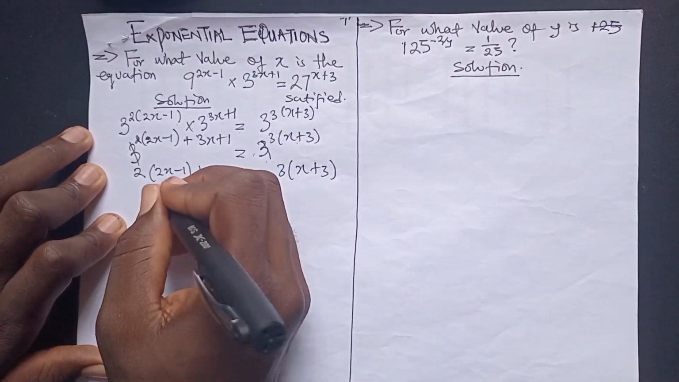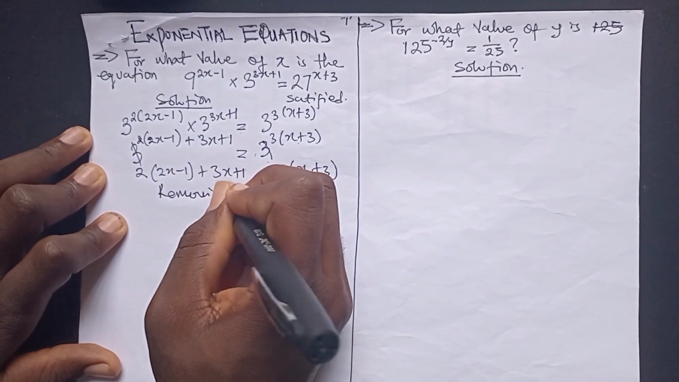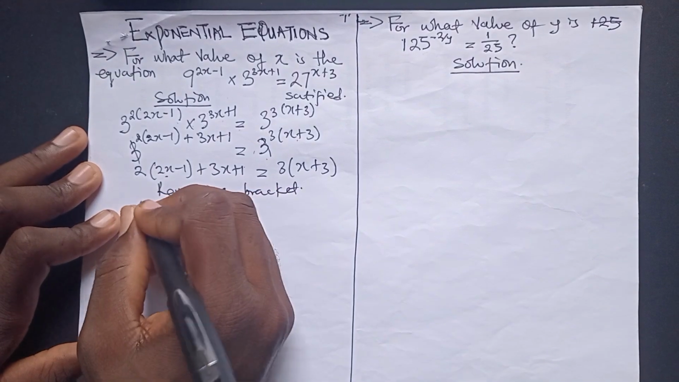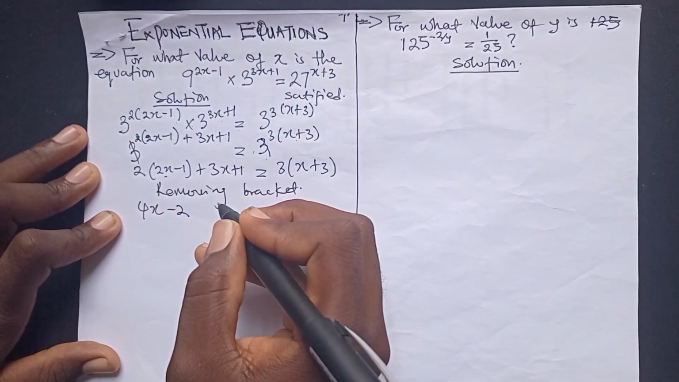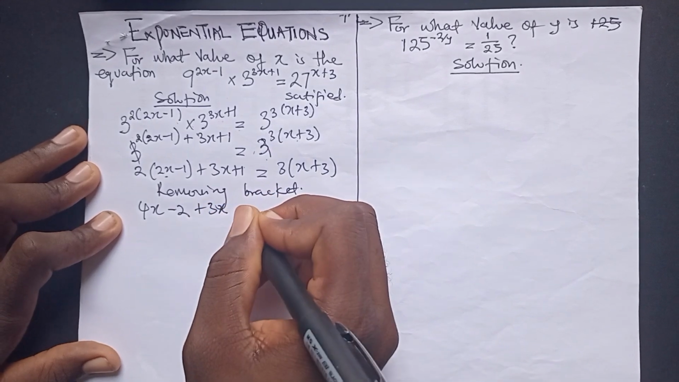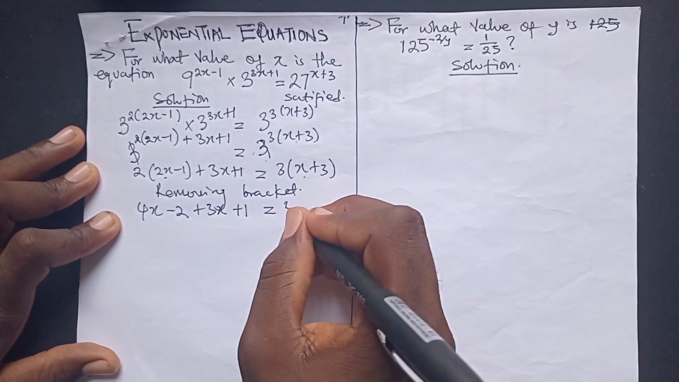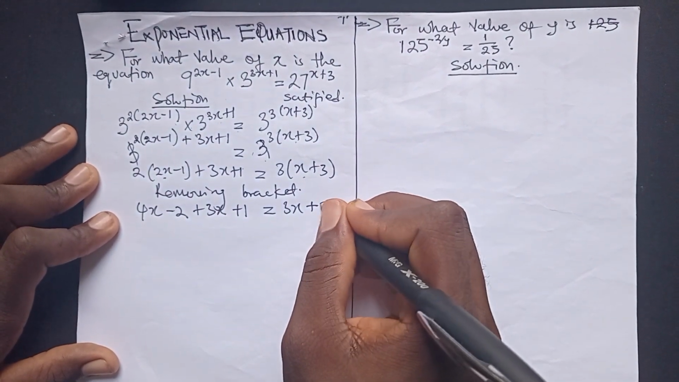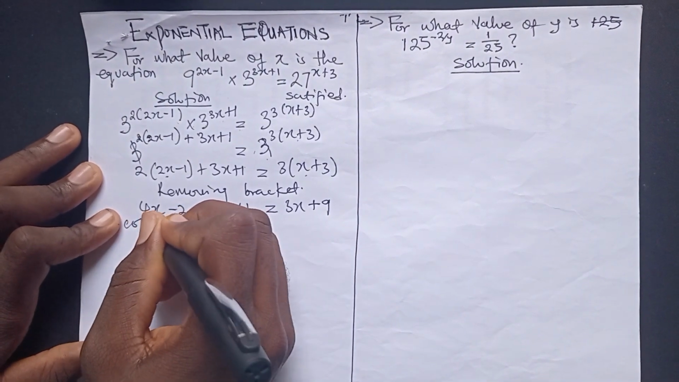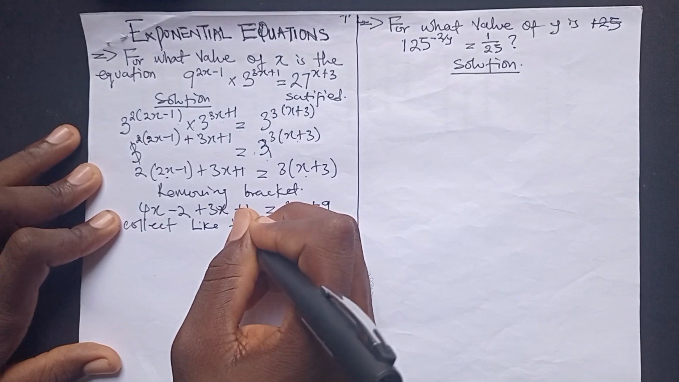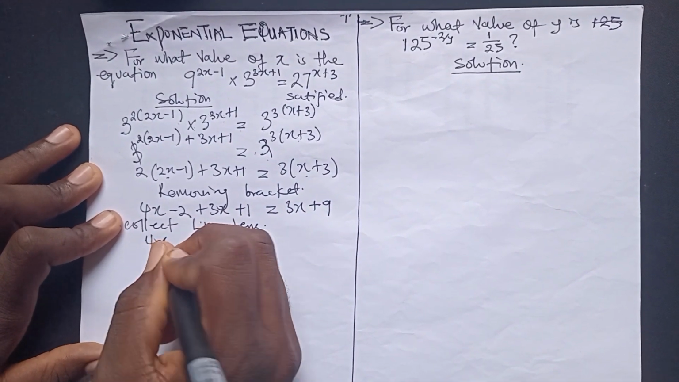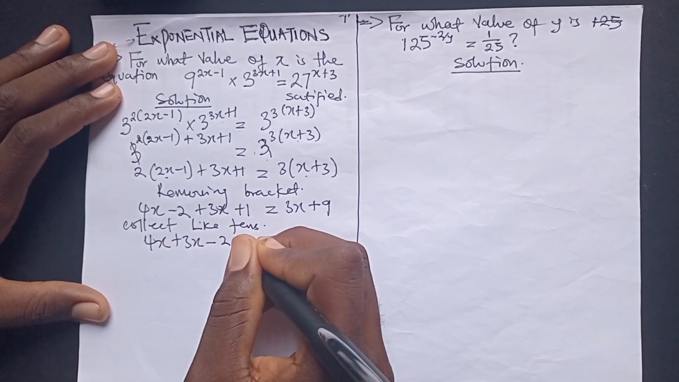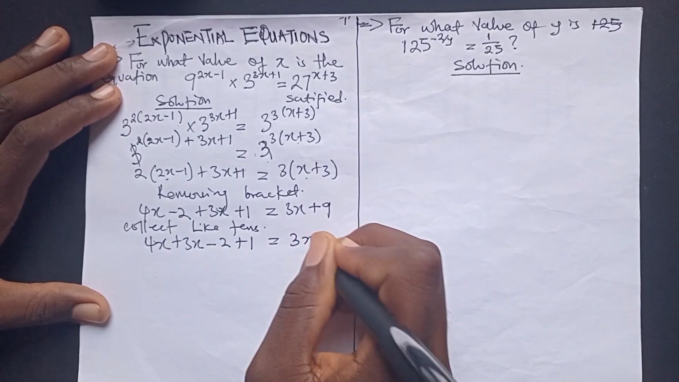So now, removing brackets, 2 times 2x gives you 4x. 2 times minus 1 gives you minus 2, plus 3x plus 1. This is equal to 3 times x gives you 3x, 3 times plus 3 gives you plus 9. So now, if we collect like terms, we have 4x plus 3x minus 2 plus 1 is equal to 3x plus 9.